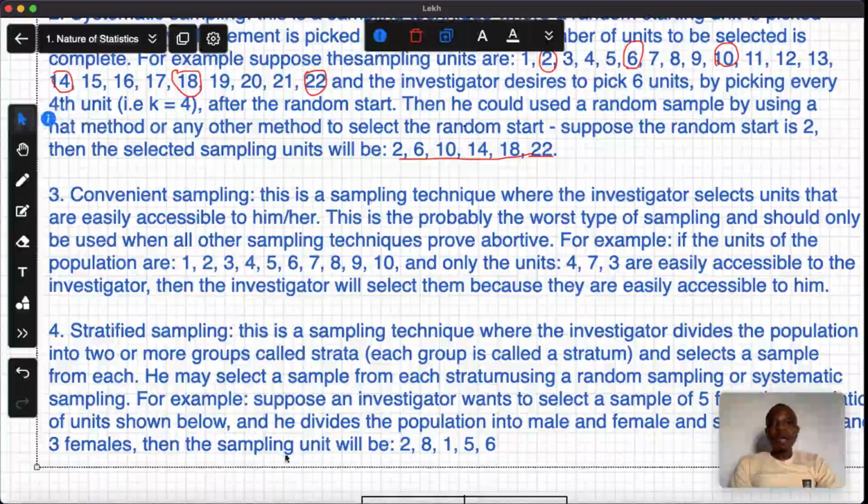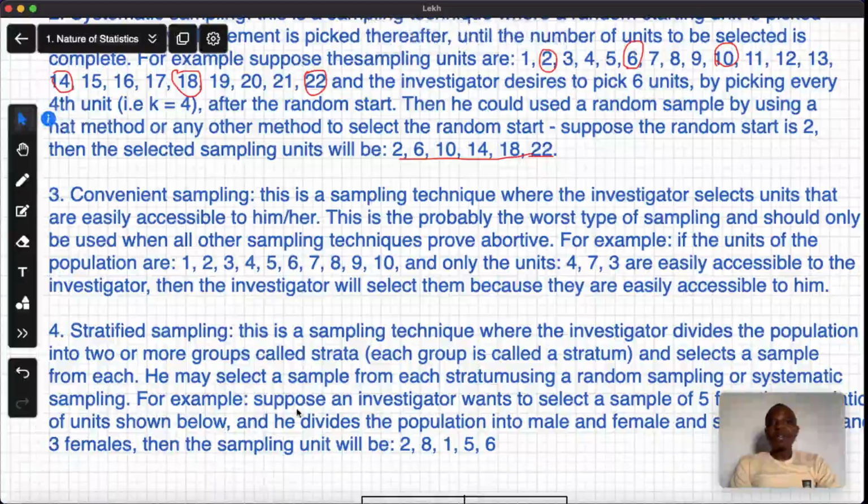This method of sampling is not a very good one. In fact, you should avoid it. Why? Because it's prone to bias. In fact, it's biased already. It's a biased kind of sampling method. It introduces bias to what you are doing, because the people that are easily accessible may not even have enough information for you.